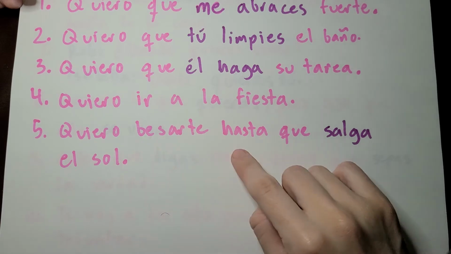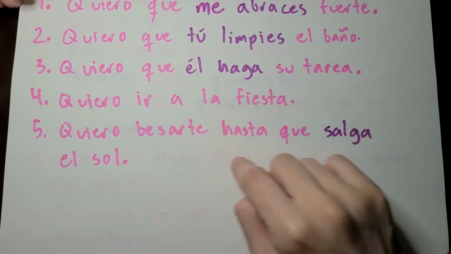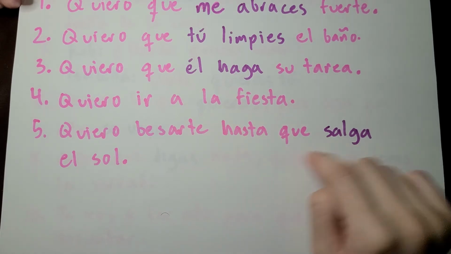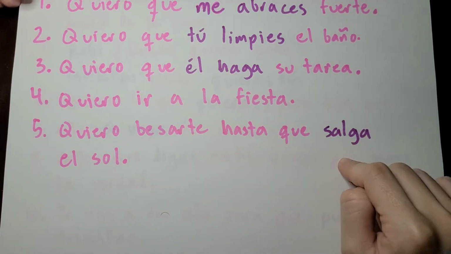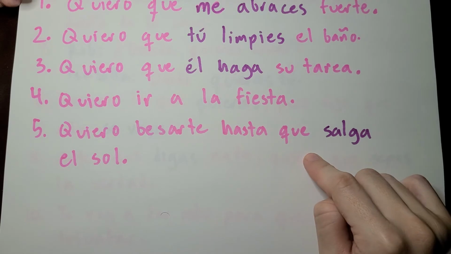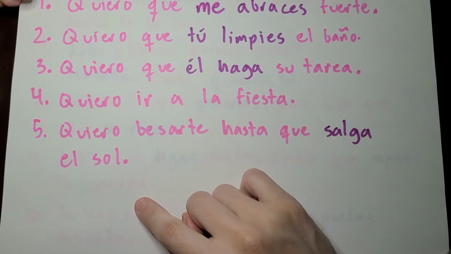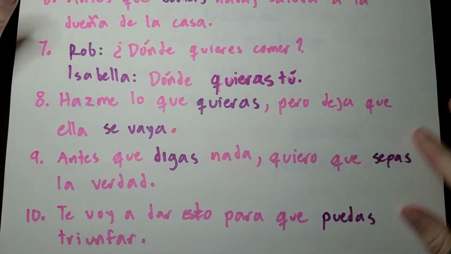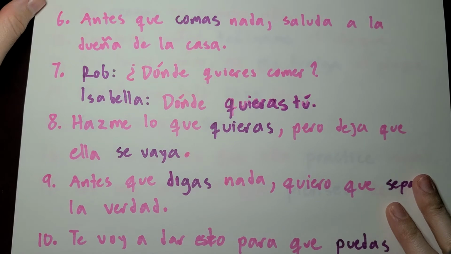So, quiero besarte hasta que salga el sol. I want to kiss you until the sun comes out. Hasta que salga el sol. Whatever comes after hasta que needs to be in the subjunctive. So, hasta que, antes que, después que.